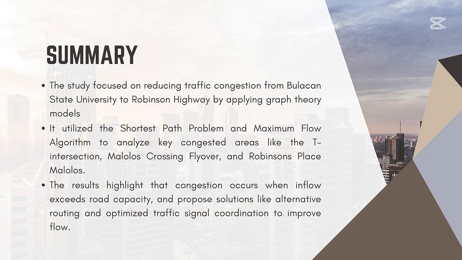Lastly, the results highlight that congestion occurs when inflow exceeds road capacity and propose solutions like alternative routing and optimized traffic signal coordination to improve flow. This indicates that the study proposed redirecting vehicles through alternative routes with shorter travel time. Additionally, it recommends optimizing traffic signal timing to improve the flow of vehicles in congested zones or areas.